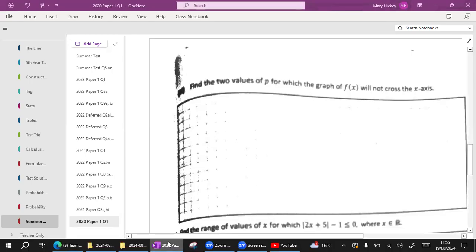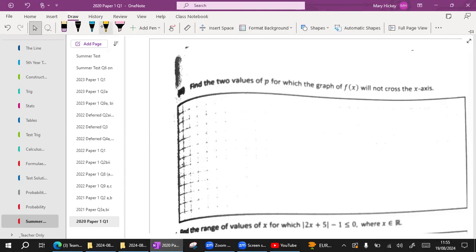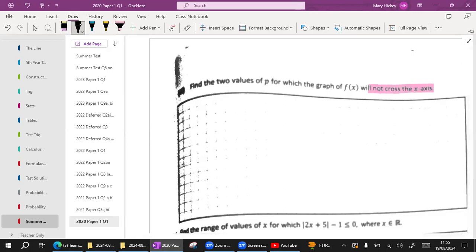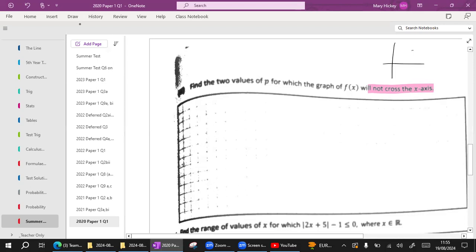Okay, 2020 paper 1, question 1a, part 3. Find the two values of p for which the graph of f of x will not cross the x-axis. Now, not cross the x-axis means that the diagram would look something like this. If you had your x and y axis, it would be floating up here somewhere.